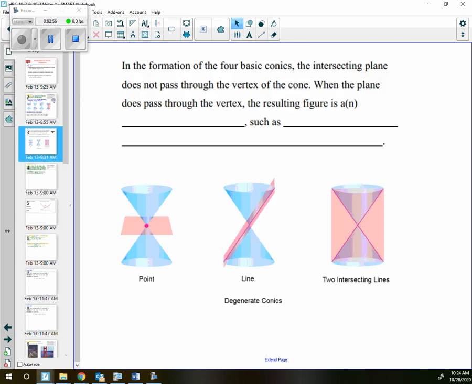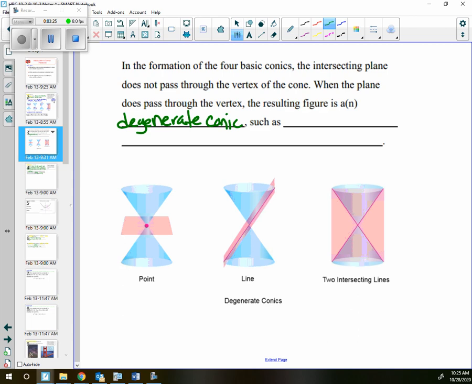For the 4 basic conic sections, the plane does not pass through the vertex of the cone. If it does pass through the vertex of the cone, then we get what they call a degenerate conic. Sounds very sad, but a degenerate conic means it's not actually one of the conic sections that we know and love. So it's something that would not be in that classification.